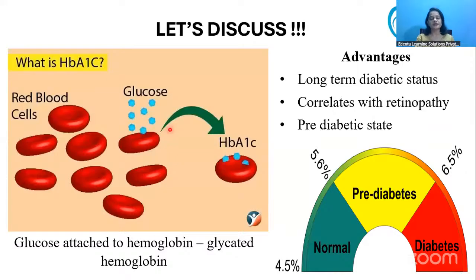Another main advantage is that we can also detect the pre-diabetic state. If the value is somewhere around 5.6%, then we can predict that the patient may in future be prone to diabetes mellitus. He or she may get diabetes mellitus in future if they don't make the necessary changes. Such pre-diabetic states can also be predicted with the help of the HbA1c test.